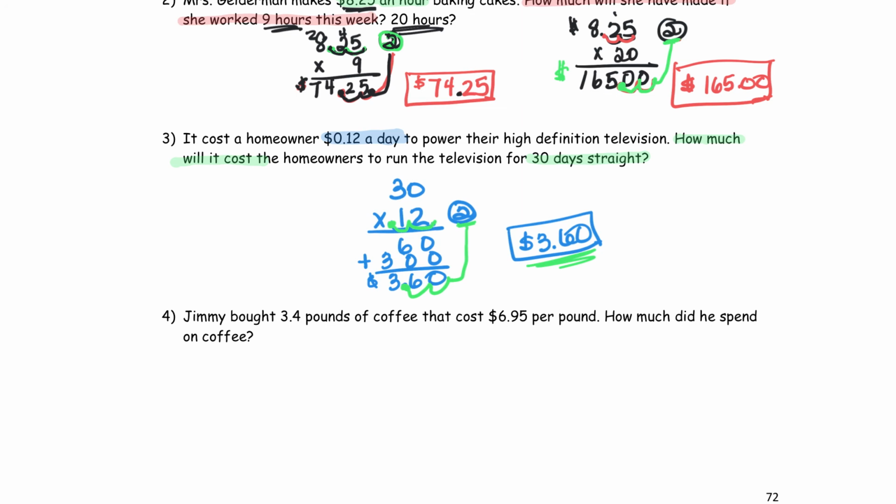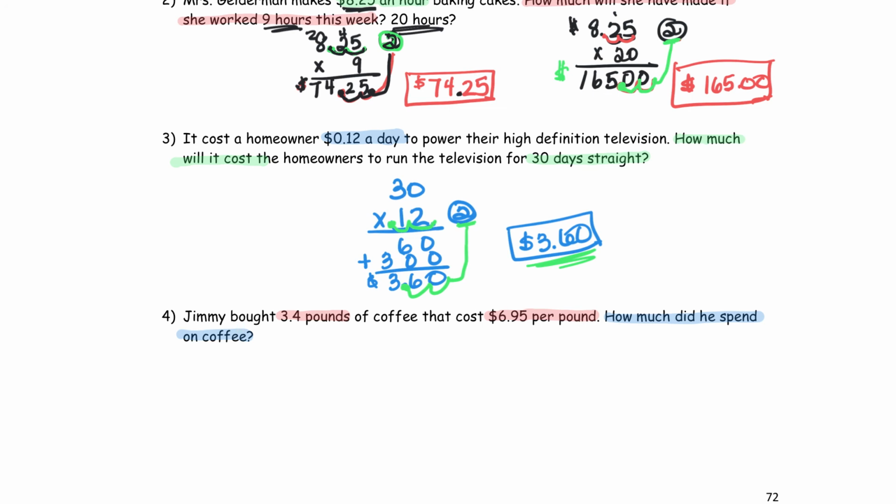Number 4 reads, Jimmy bought 3 4/10 pounds of coffee that cost $6.95 per pound. How much did he spend on coffee? All right, so the first thing that I have to answer is, how much did he spend on coffee? I love coffee. I would spend anything on coffee. All righty, what are the numbers that we have to do here? So I have Jimmy bought 3 4/10 pounds, and it cost $6.95 per pound. So when we see per pound, that means for 1 pound.